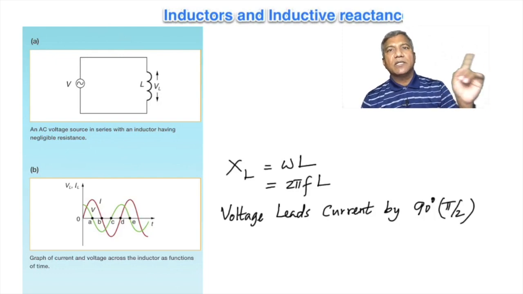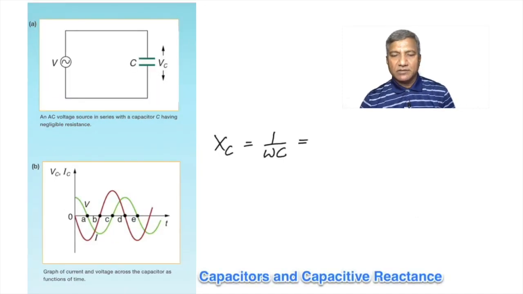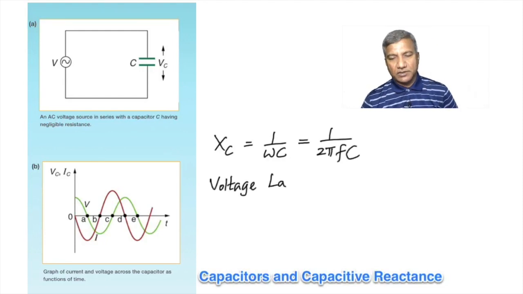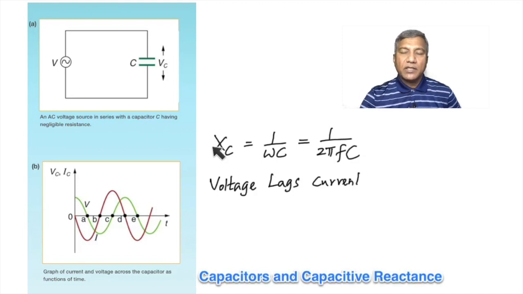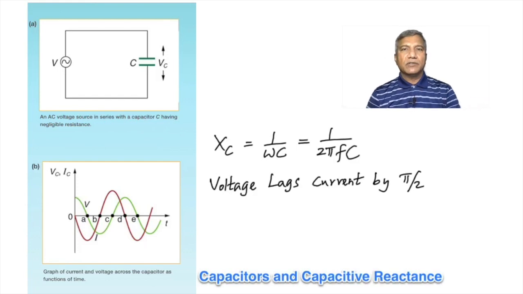Higher the frequency, higher the reactance. On the other hand, when you look at a capacitor connected to an alternating source, both of these things are kind of opposite. Number one, the capacitive reactance X sub C is 1 by omega C, which means it's 1 by 2 pi fC, which again means that as the frequency increases, the capacitive reactance decreases. That's the opposite behavior of what the inductance behaves like.